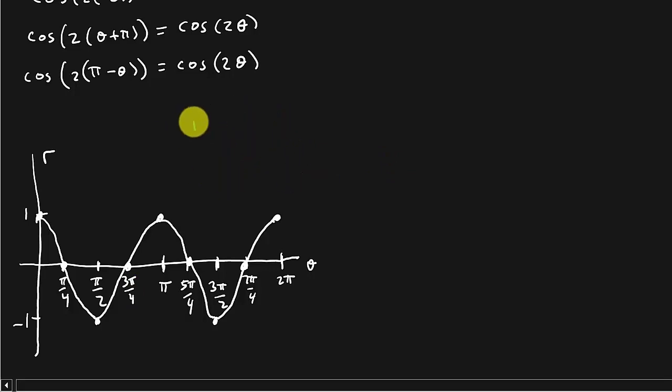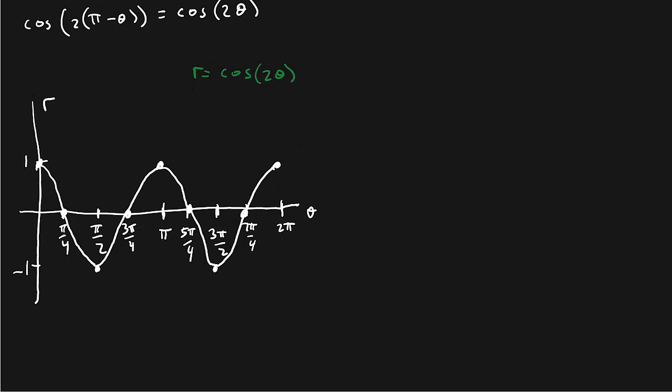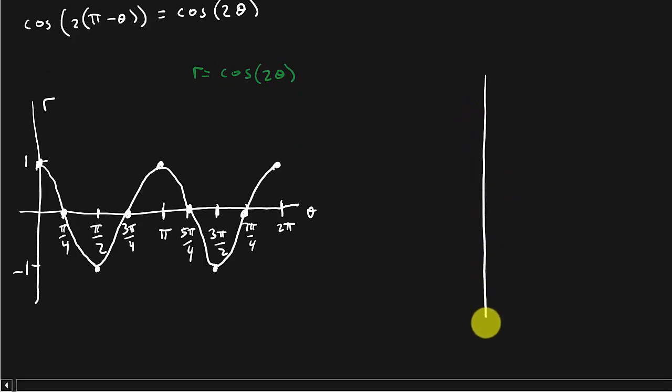All right, let me keep this one. r equals cosine 2 theta. Now let's look at this graph. What in the world is this graph going to look like? All right, so we've got 1, 1, 1, 1. So when r is 1, our angle is 0. So we're right here.